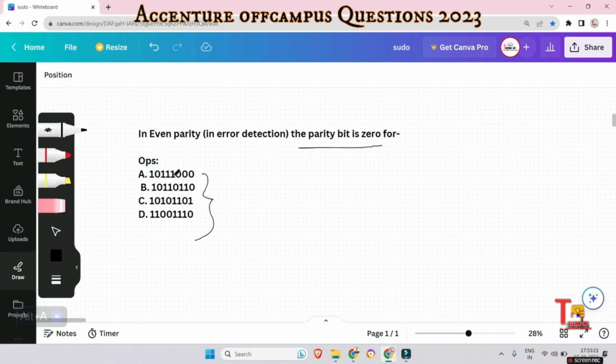Here 1 2 3 4, here it is even, right? And here 1 2 3 4 5, 1 2 3 4 5, 1 2 3 4 5. So only in case of option A, the parity bit value will be 0, because the number of ones is even. Otherwise, if it were odd, then it would not be the answer, right?